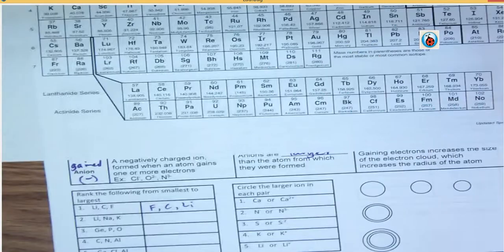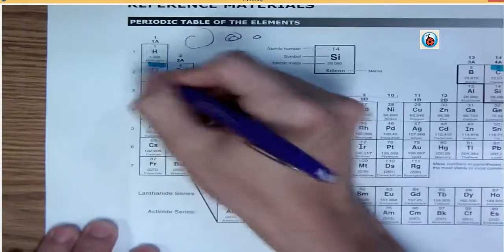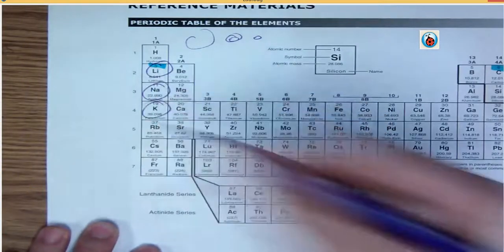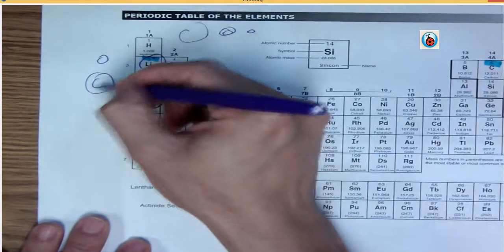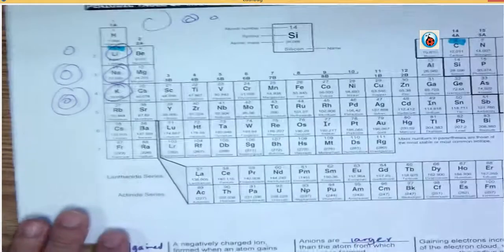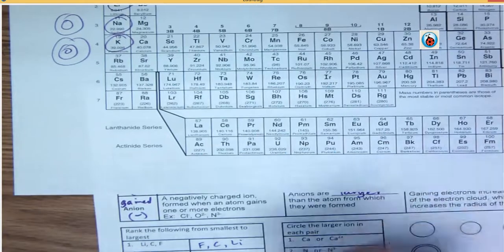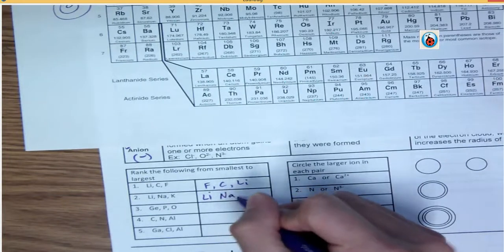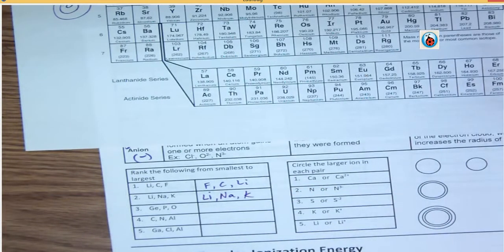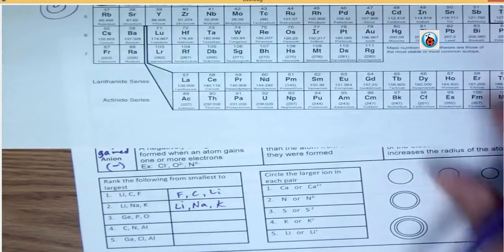Largest to smallest is lithium, carbon, fluorine. And then the next one, Li, Na, K. Li is here, Na is here, K is there. As we go down, what happens to the atom? As we go down, the atom gets bigger because we're adding energy levels. So the order from largest to smallest is K, Na, Li. Yeah, so I don't have to do all the difficult ones, just the easy ones. Let's go to the last one.